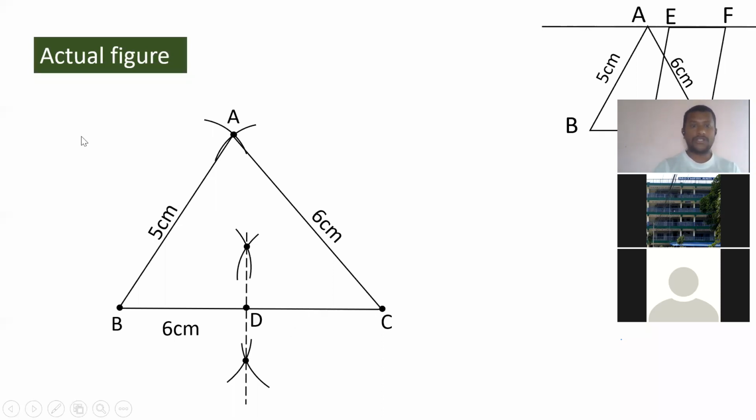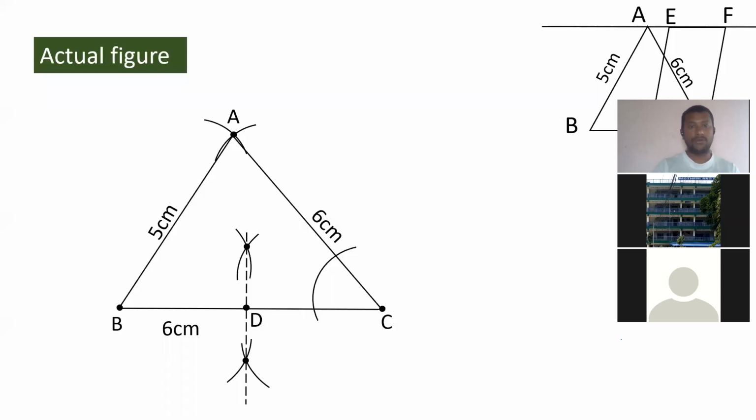After this, we need to construct one parallel line through A, which is parallel to BC. How to construct a parallel line through A from BC? By making alternate angles equal. We take one angle at C and another angle at A, and we make these two angles equal. Then these look like alternate angles, and the line will be parallel.